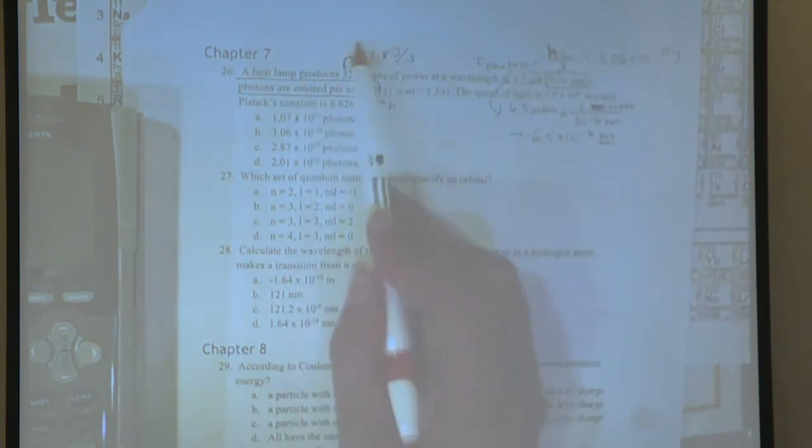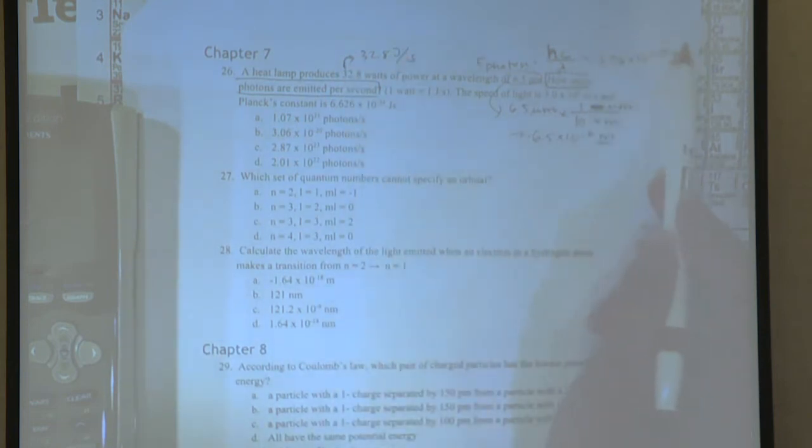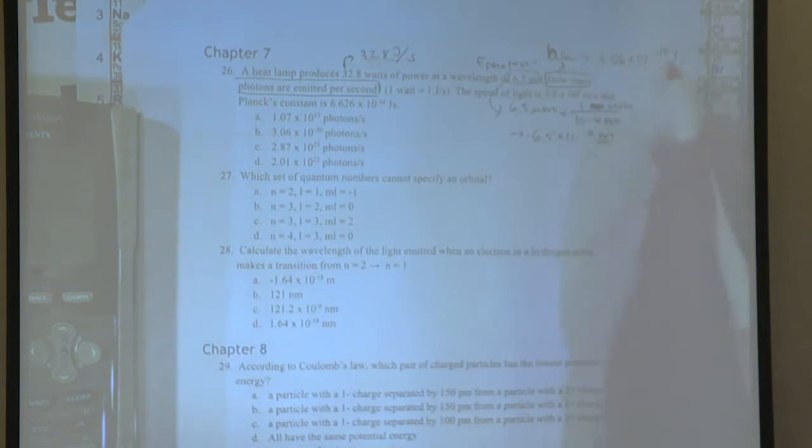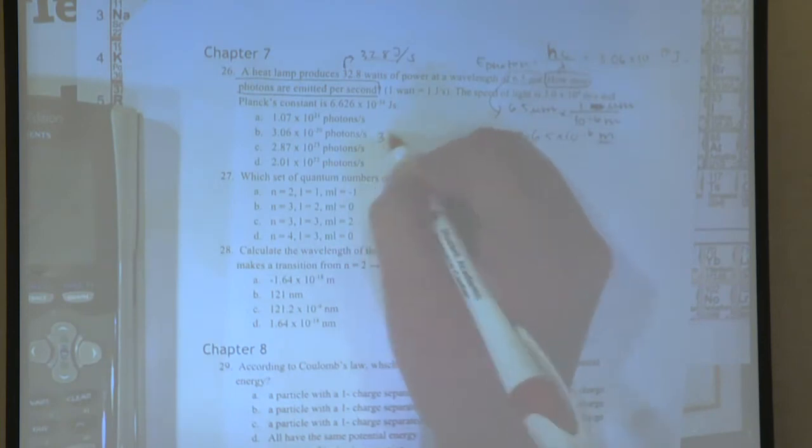We're going to divide this by this to figure out how many photons are emitted, because this is the total energy divided by the energy of 1 photon. When we divide those, we should get the amount of photons that we're getting. Did you say that one more time?